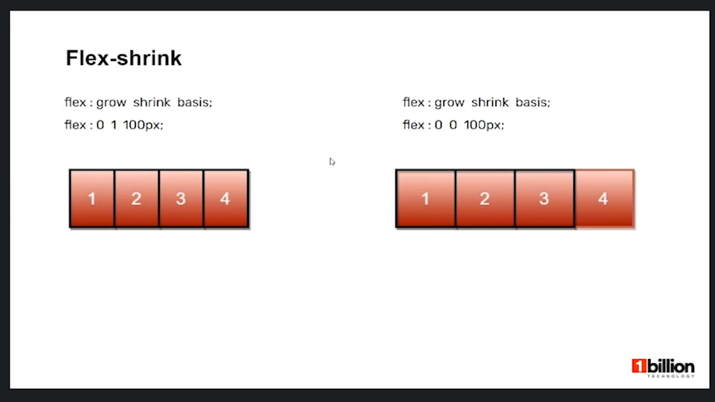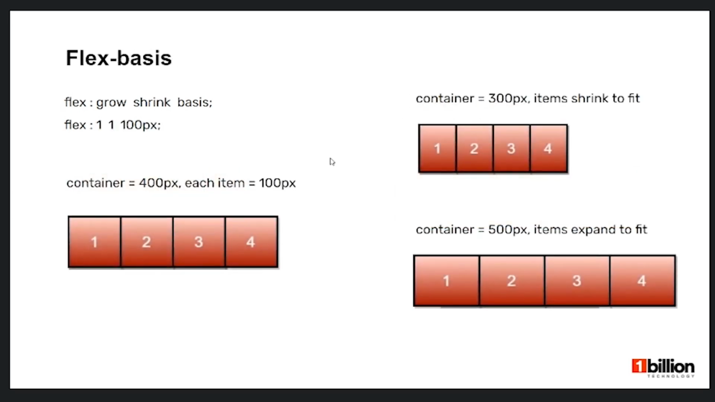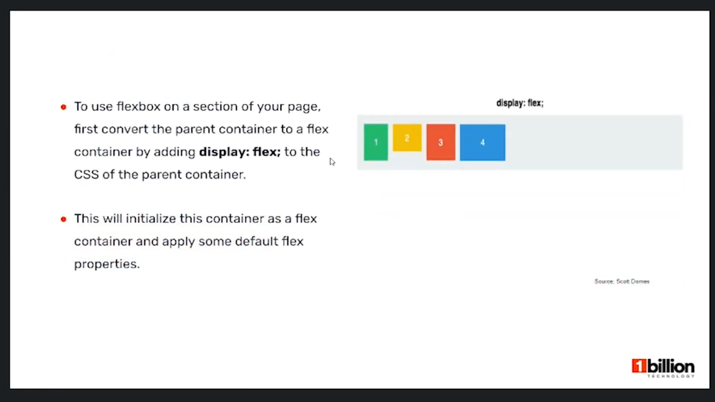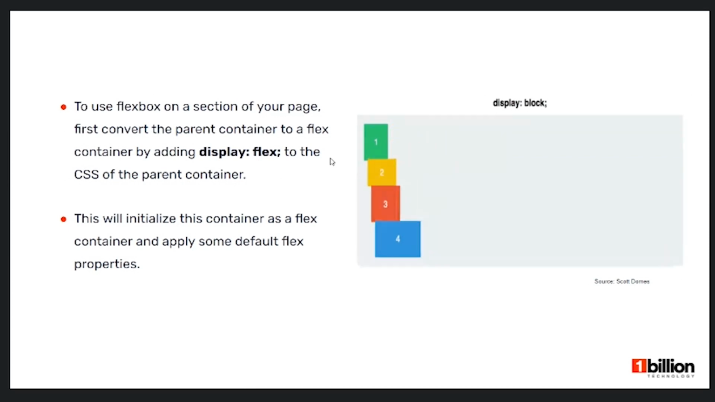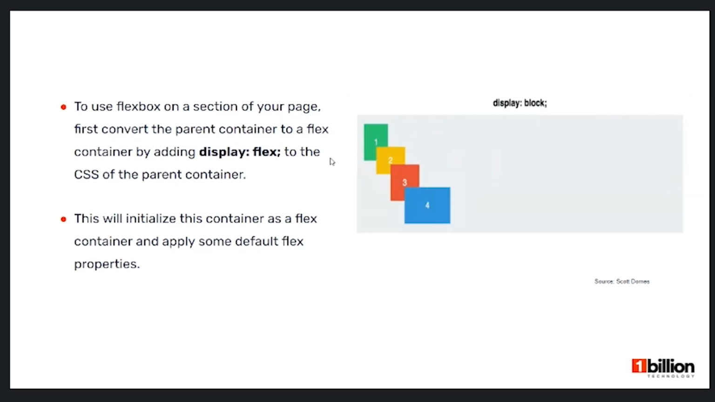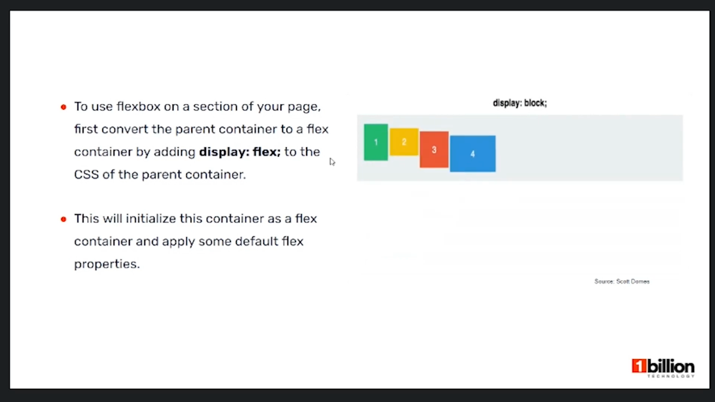The third value is Flex basis. If there is enough space, make all the Flex items the size declared with this value, 100 pixels in this example. If not, then shrink or grow according to the first two values. Let's see the default behavior of Flexbox. To use Flexbox on a section of your page, first convert the parent container to a flex container by adding the display flex property to the CSS of the parent container. This will initialize this container as a flex container and apply some default flex properties.